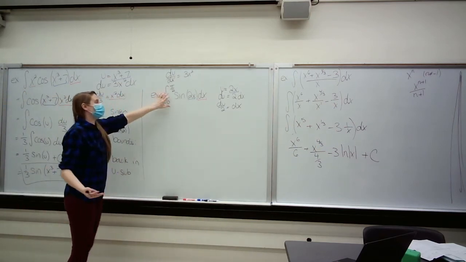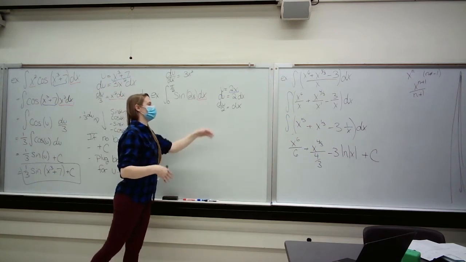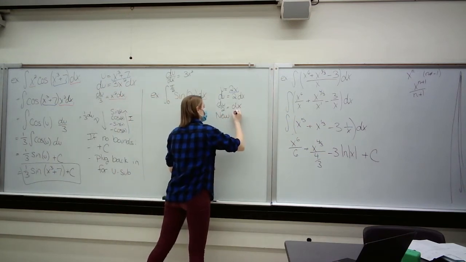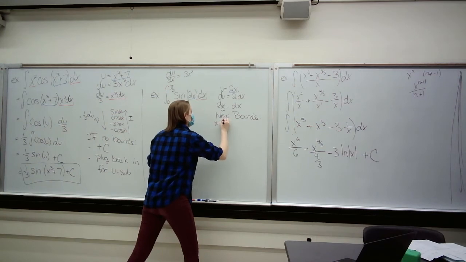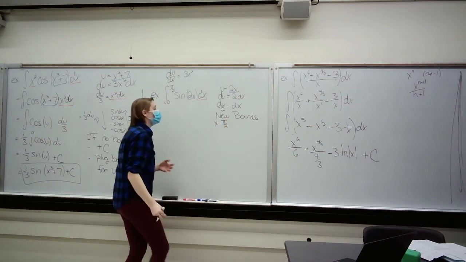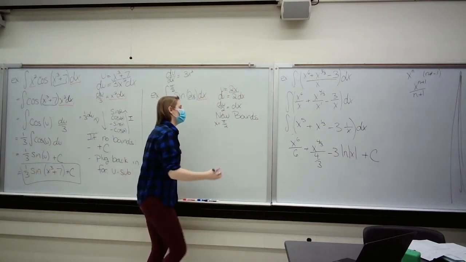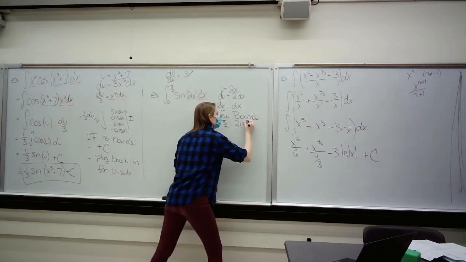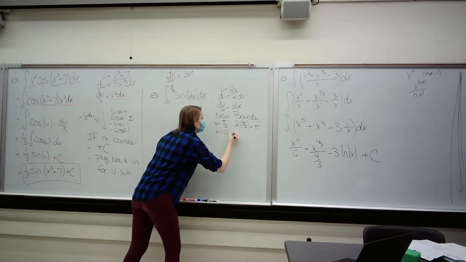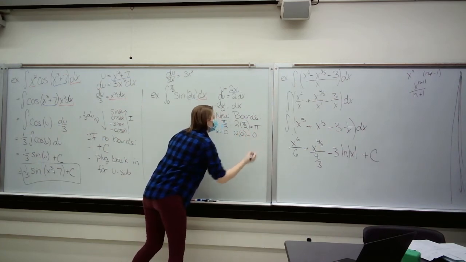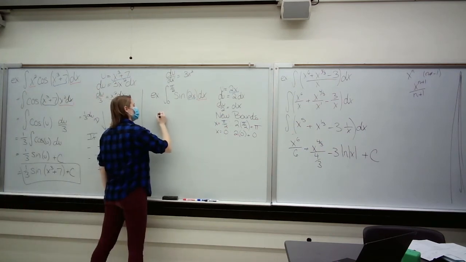So I have bounds now. These bounds are in terms of x. I want them to be in terms of u. So I need to make my new bounds. For my bound of x equals pi over 2, to find my new bounds, all I have to do is plug it into this formula that I did for you. So 2 times pi over 2 is just pi. And for my bound of x equals 0, just plug it in again, 2 times 0 is equal to 0.